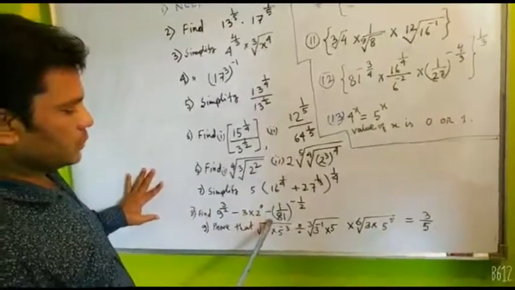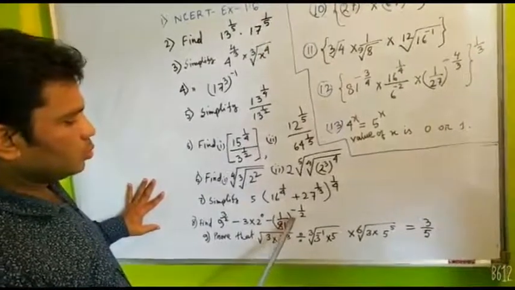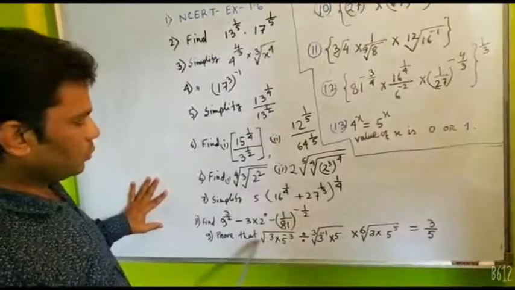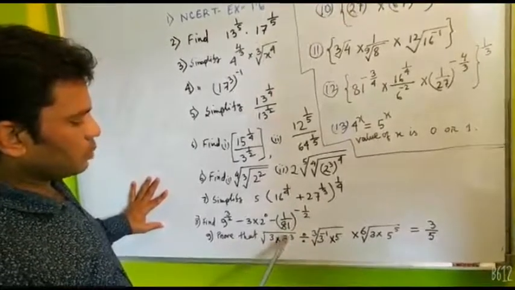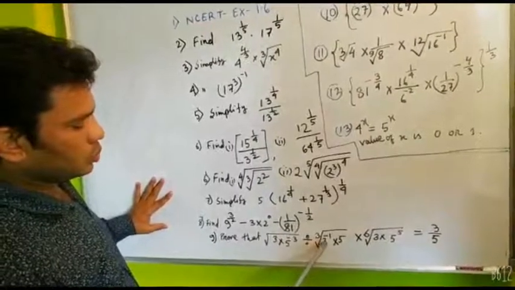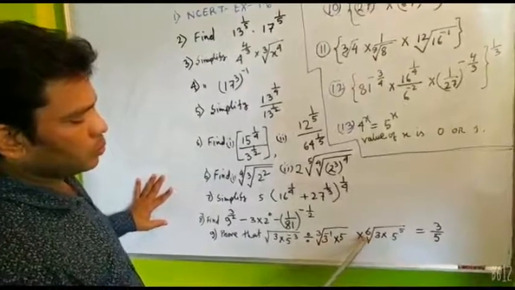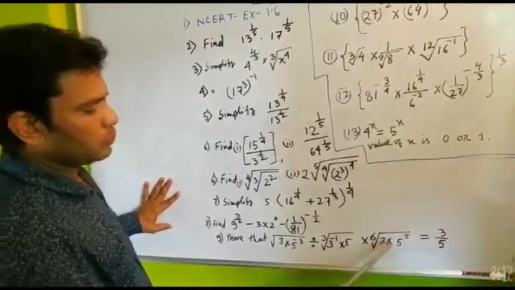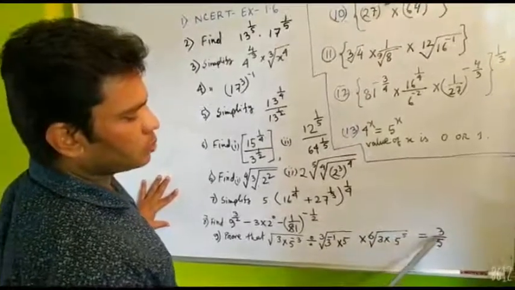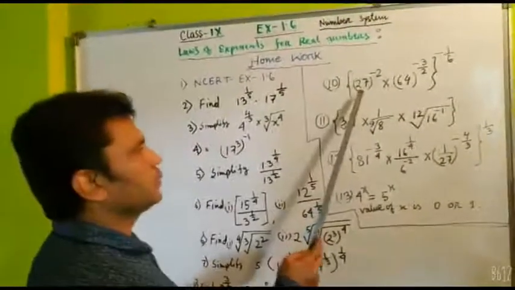Prove that root over 3 into 5 to the power minus 3 divided by cube root 3 to the power minus 1 into 5 into 6th root 3 into 5 to the power 5 is equal to 3 by 5. Question number 10, that is (27 to the power minus 2 into 64 to the power minus 3 by 2) whole to the power minus 1 by 6.